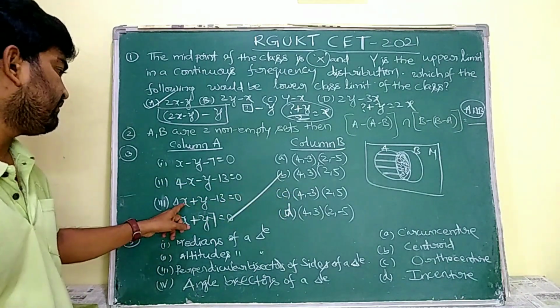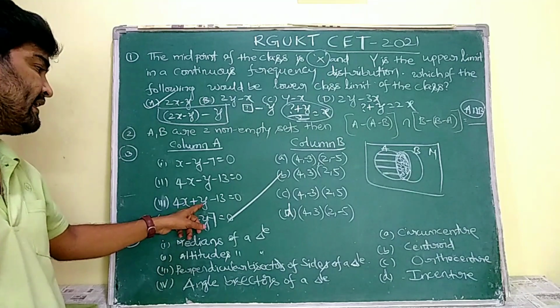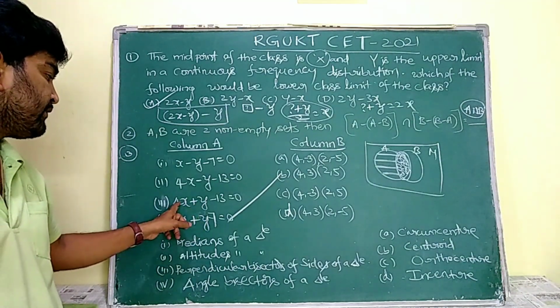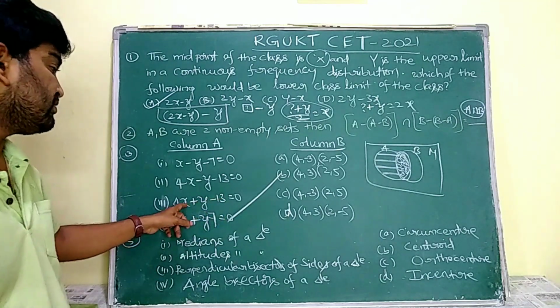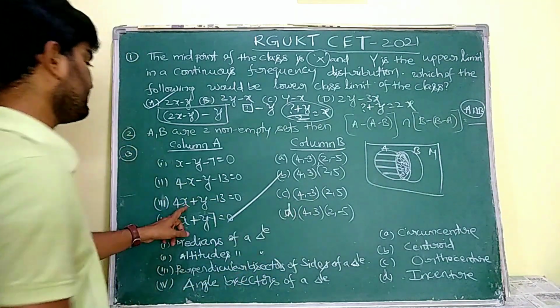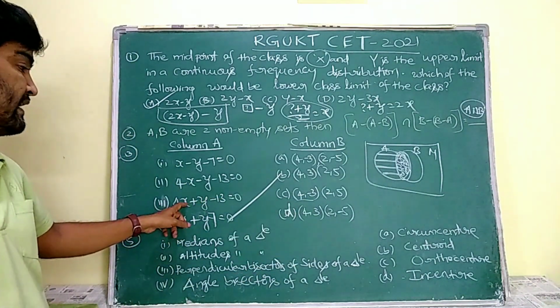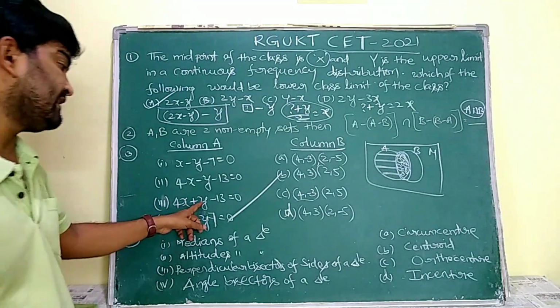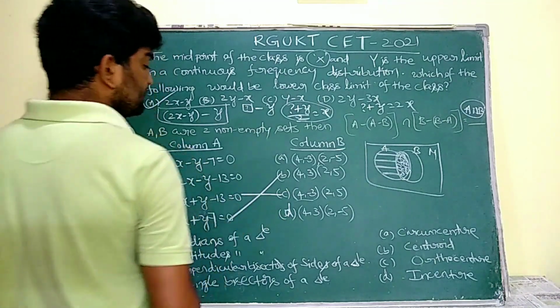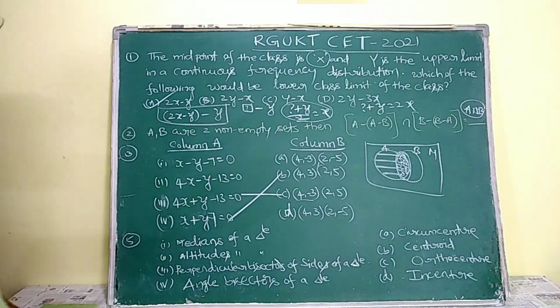See here, 4 minus 3. 4 4s are 16 and it is minus 3. Okay, 4 4s are 16, minus 3 means 13. 13 minus 13 is equal to 0. That means this point lies on this. And 2, 5: 4 2s are 8 plus 5. Okay, 8 plus 5 is 13. 13 minus 13 is equal to 0. So these 2 points belong to this line.